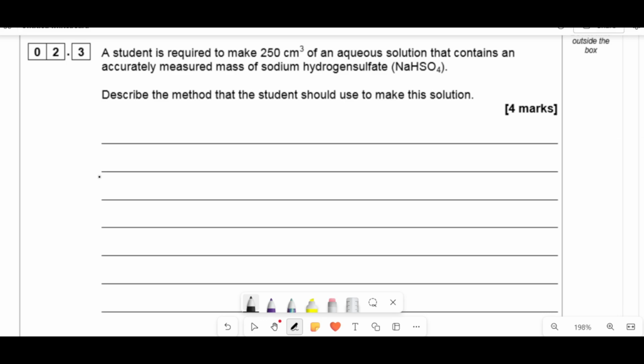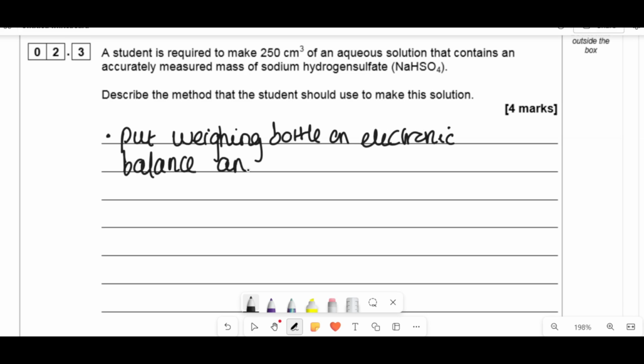We do some calculations using moles equals concentration times volume, and eventually find out what mass we'd need, but that's not necessary here in this example. So we need to describe actually weighing it here. They don't want us to do any numbers, they just want the actual procedure. So what you do is you put a weighing bottle on an electronic balance and zero it.